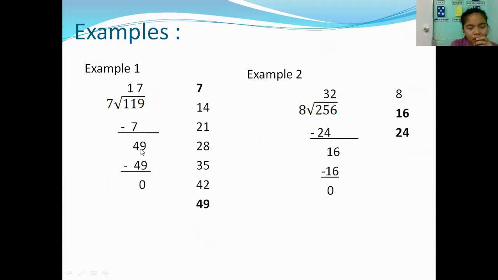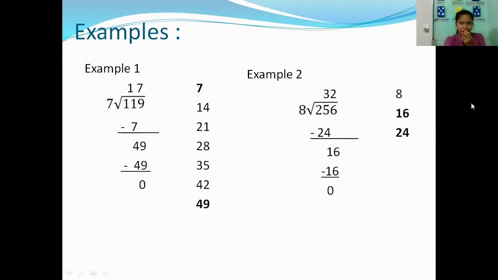Next, let us find 49 here. Okay, so we have here the 49. So let's count 1, 2, 3, 4, 5, 6, 7. So 49 is in the 7th place. That's why we write here 7. So 7 times 7 is 49. Then subtract, that is equal to 0.